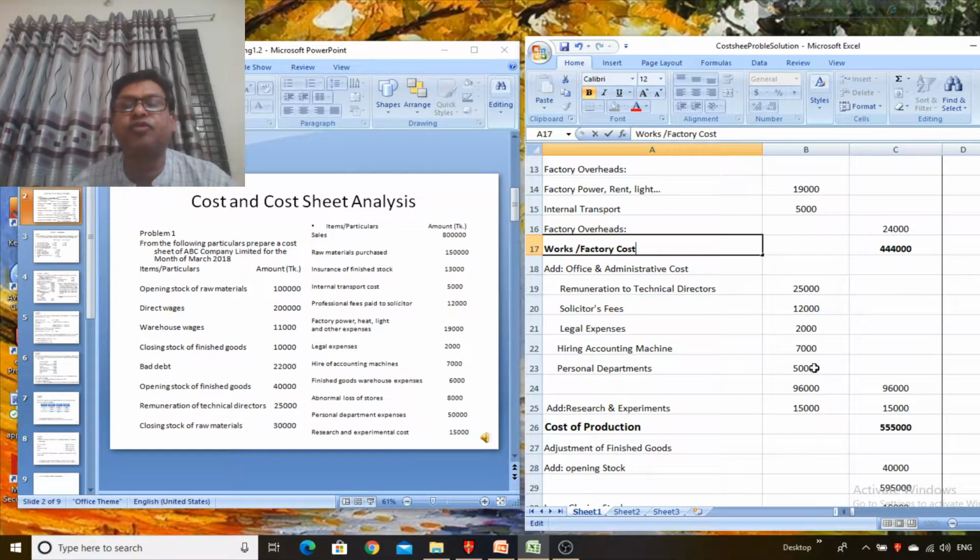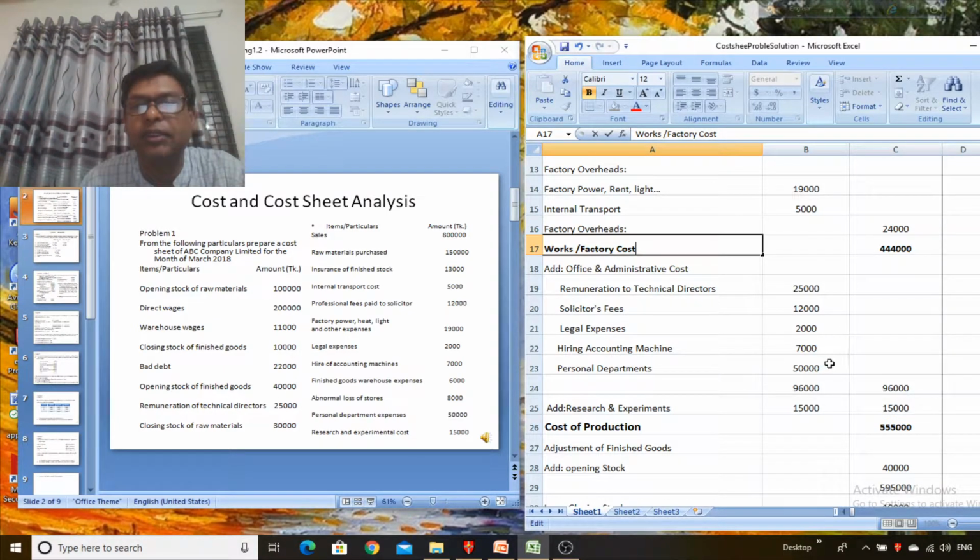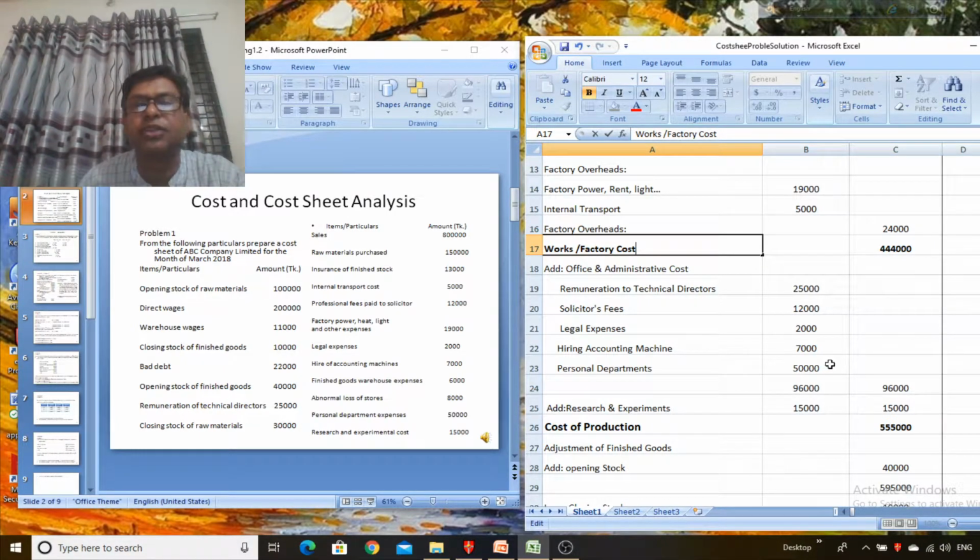Now we have to find out the cost of production. The cost of production is the summation of factory cost, office and administrative cost, and research and development cost. So we will find out the office and administrative cost.